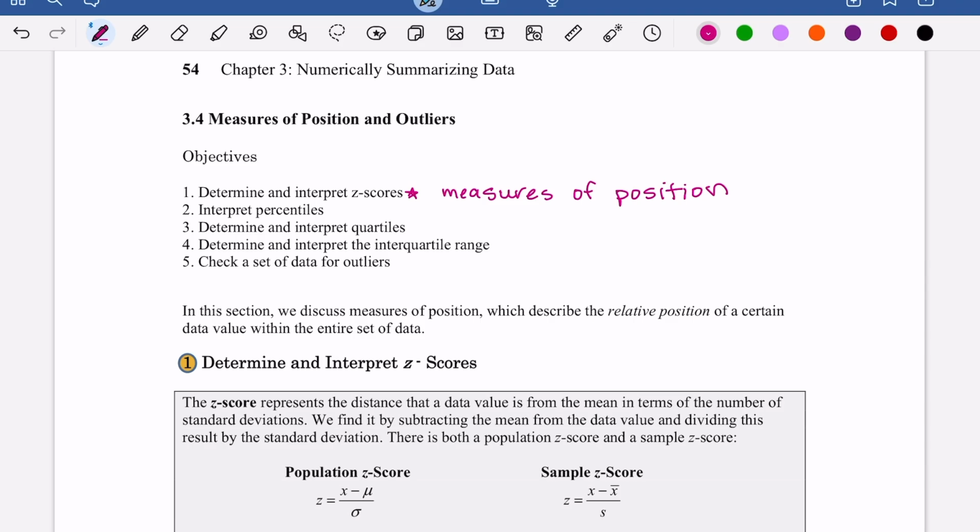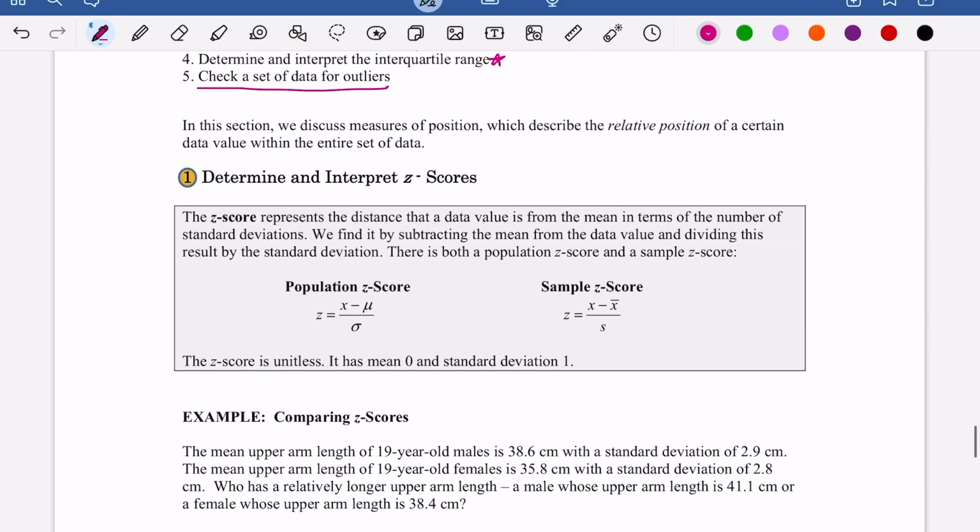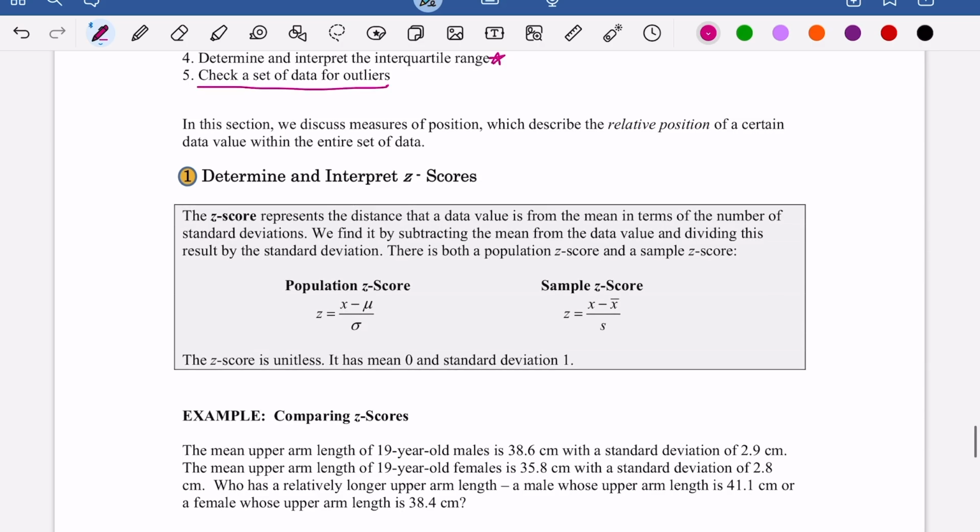We're also going to be talking about percentiles. We're going to define and talk about that. We're going to determine and interpret quartiles. We're going to determine and interpret the interquartile range, which we've talked about. And then we're going to check a data set for outliers. I'm going to teach you how to do that by hand, and then I'm also going to show you how to do that on the calculator.